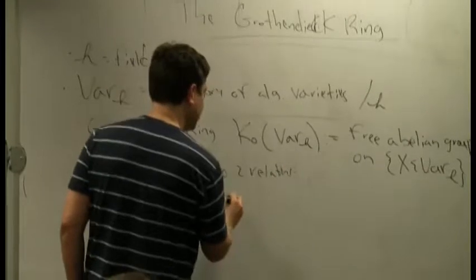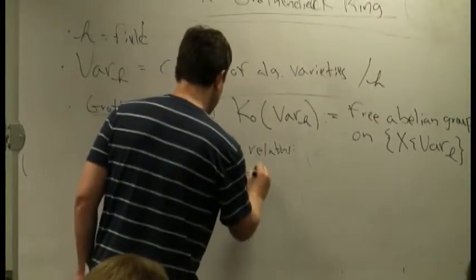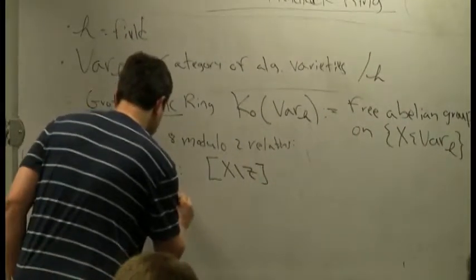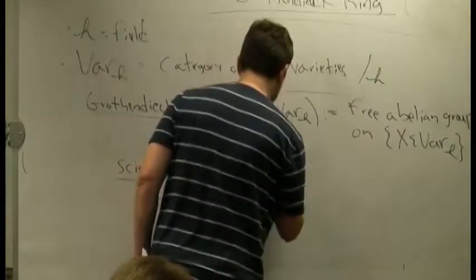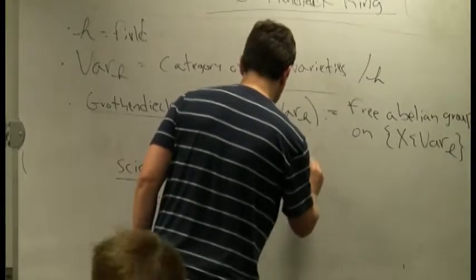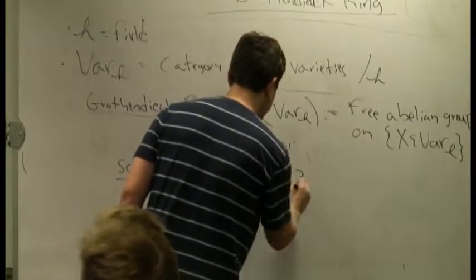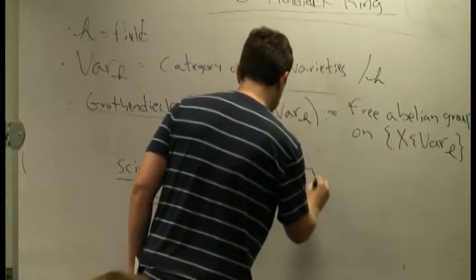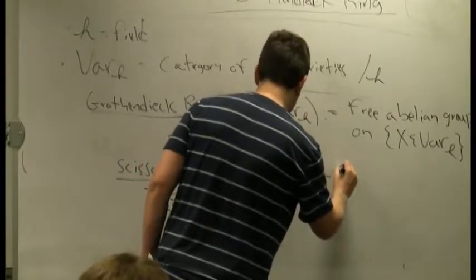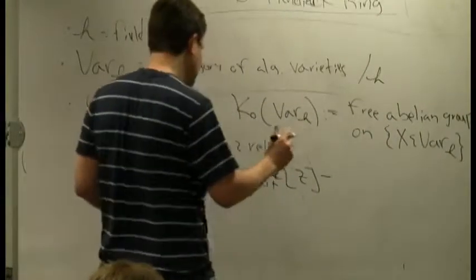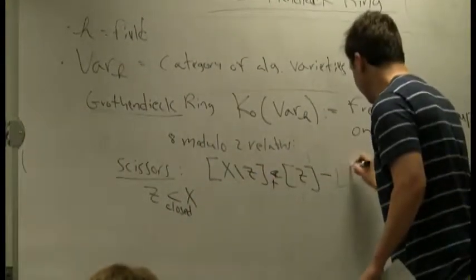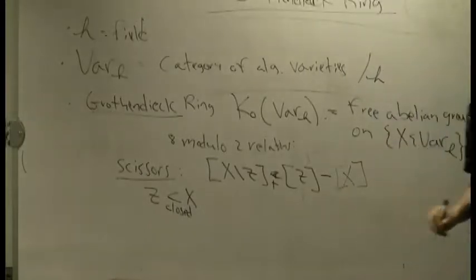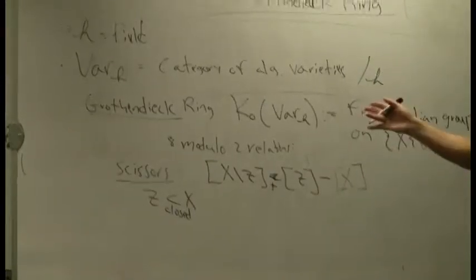That the class of X minus Z, so if Z is a closed subvariety, or even just a locally closed subvariety of X, plus the class of Z, I want this to equal the class of X. So I'm going to mod out by that. Any questions? It's like a free abelian group, and it gives you this crazy stuff.